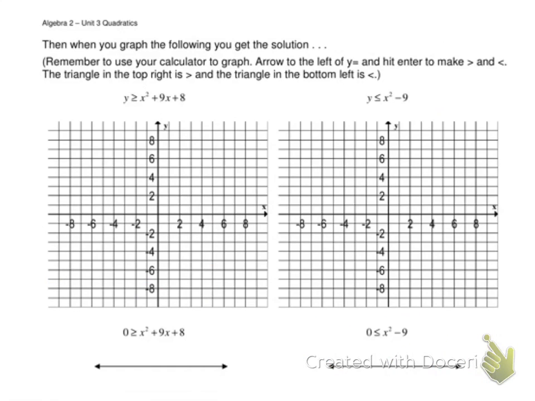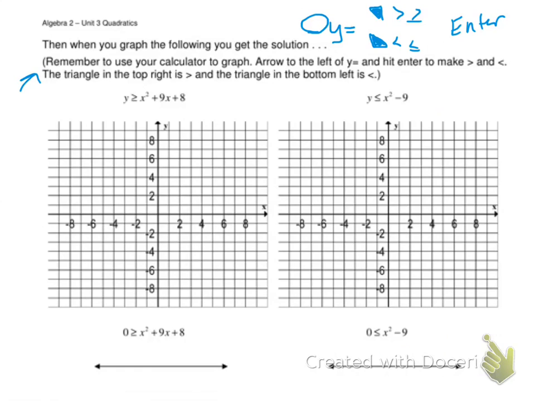Okay, hopefully everyone has at least tried these two problems. I did put a hint on your paper about graphing them on your calculator. You will go to y equals, and then over on this side there's something that looks like this. That is the greater than symbol. And there's something that looks like this, and that's the less than symbol. The way you get to those symbols is by pushing enter. So the calculator can do the shading all for you.